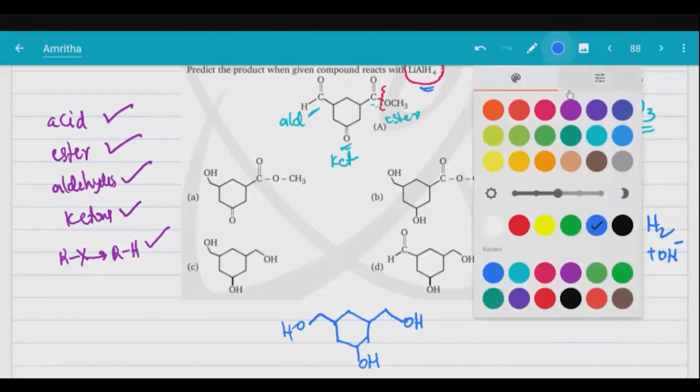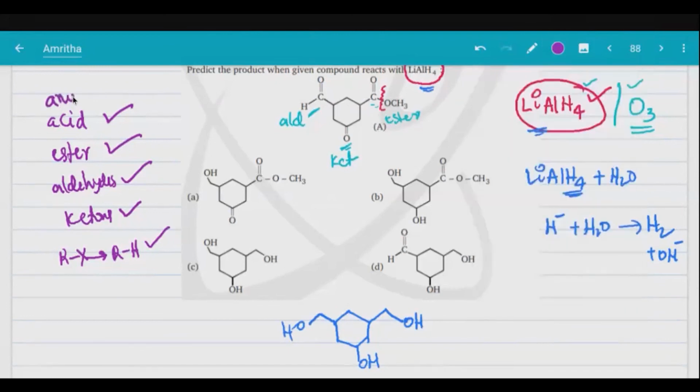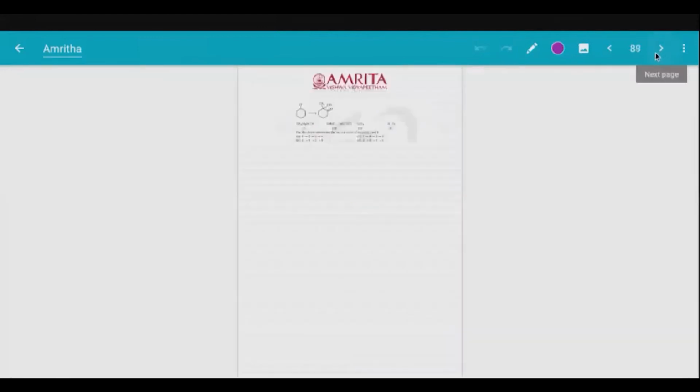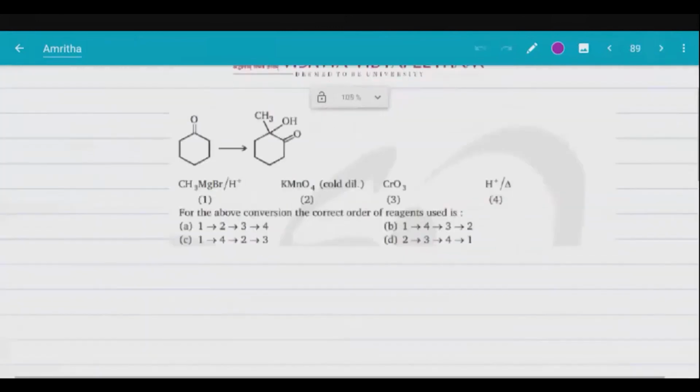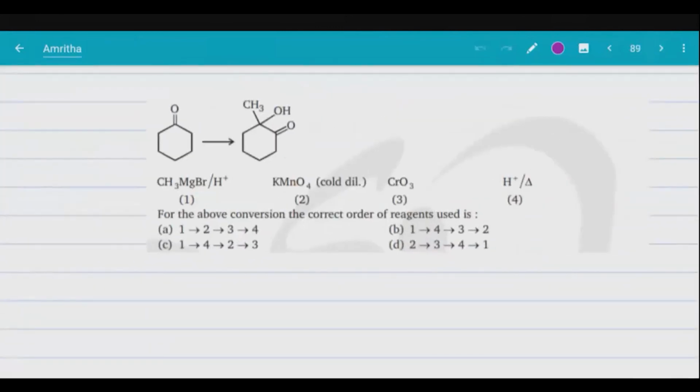Even amides will react. They're very difficult actually, but lithium aluminum hydride reacts with this. All functional groups you can see. Okay, so what is the correct option? Option C. Option C, they are reducing agent, strong reducing agent.